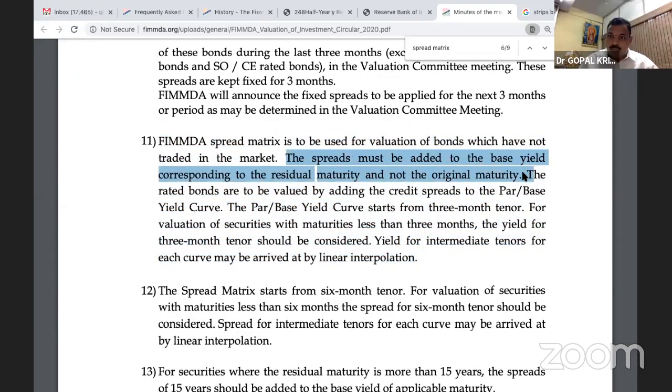This line is very important. The spreads must be added to the base yield corresponding to the residual maturity and not the original maturity. Okay. Good. Now let me ask one question.